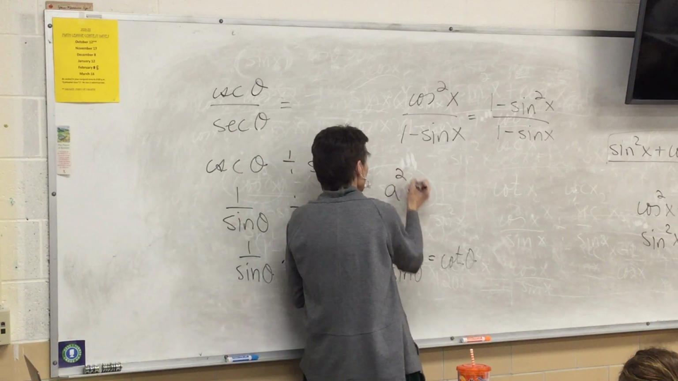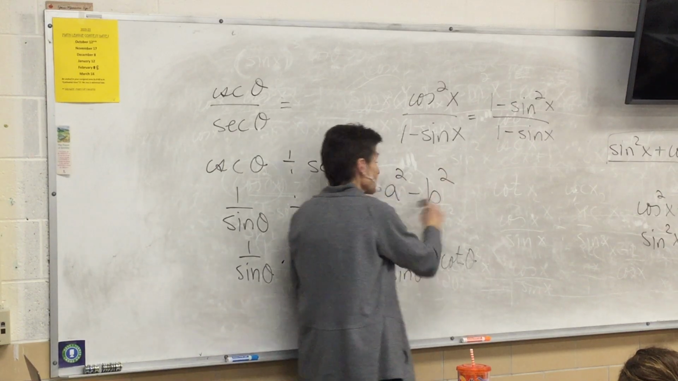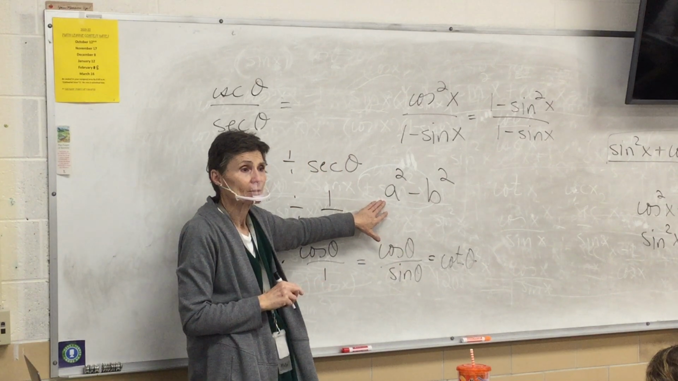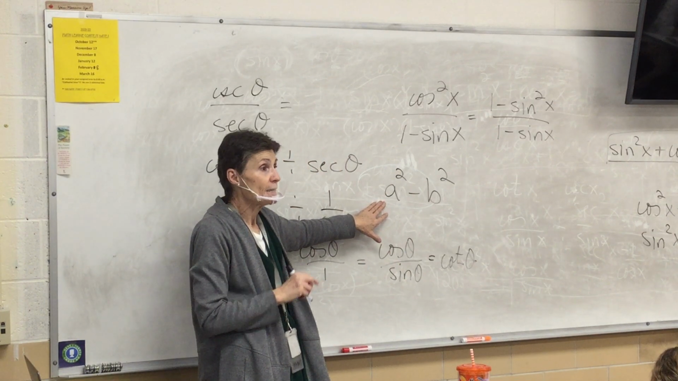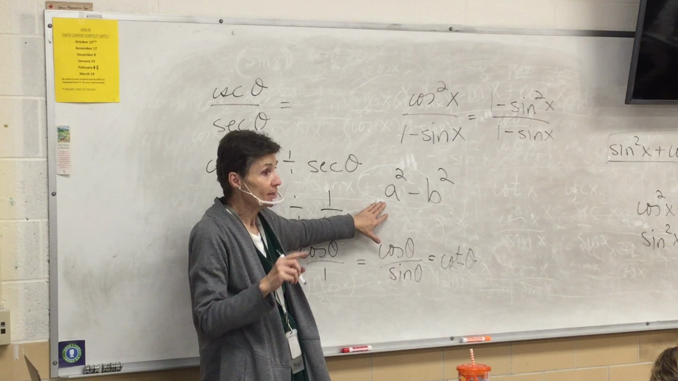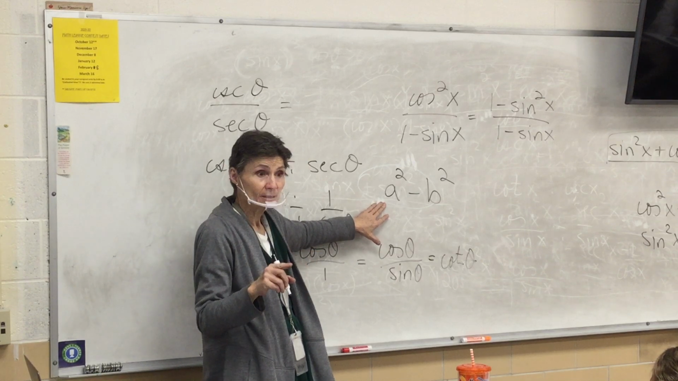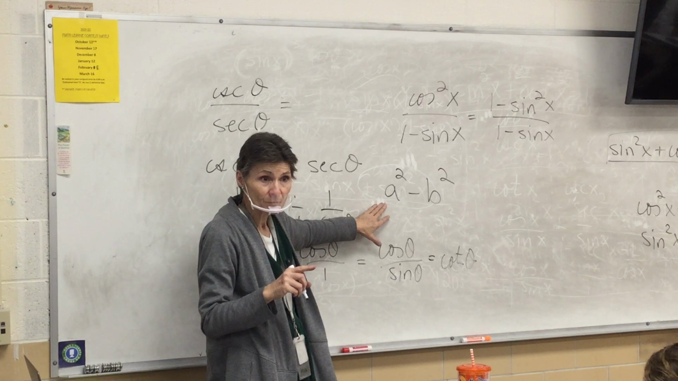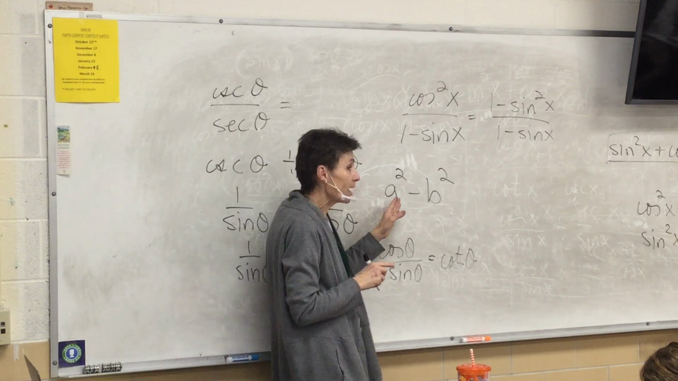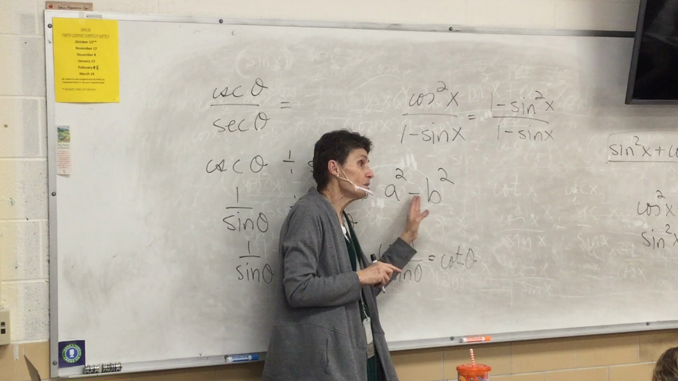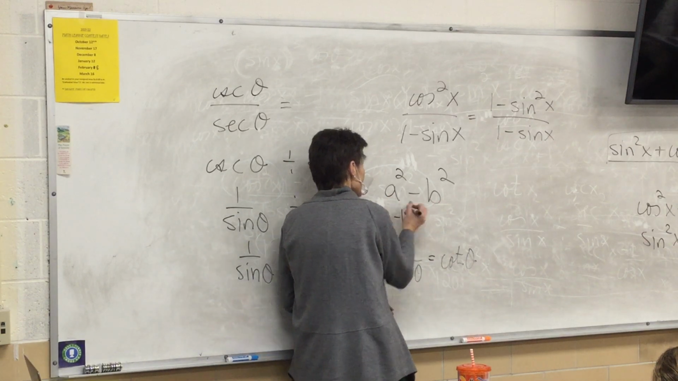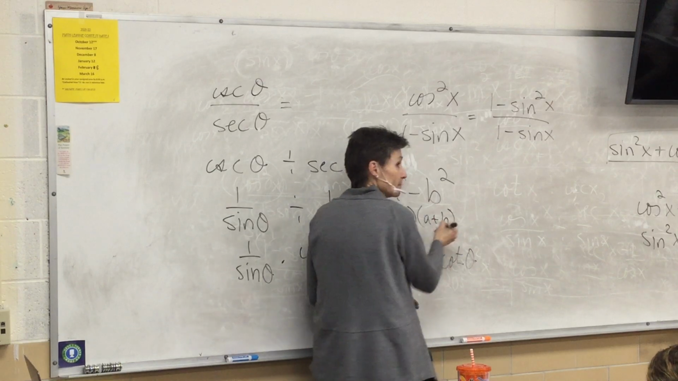Do you remember something like that? How does something like that factor? a squared minus b squared: a minus b, a plus b. It's called the difference of squares. So anytime you have a square minus a square, you can factor it into a minus b, a plus b.